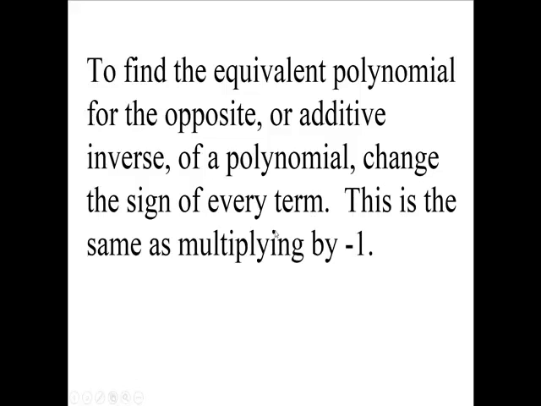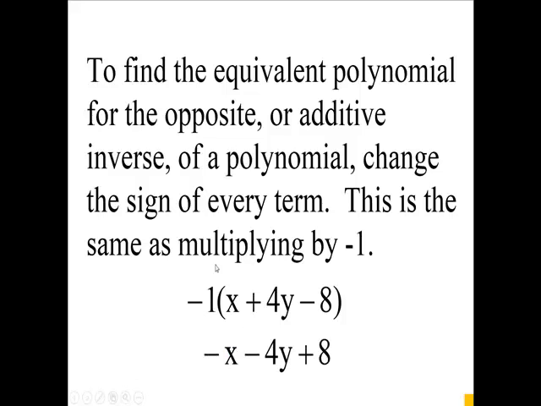You could say, well, multiply by negative 1. If instead of just a negative in front of it, you had negative 1, you have negative 1 times x is negative x, negative 1 times 4y is negative 4y, and negative 1 times negative 8 is a plus 8. We originally didn't have the 1 there, but you could write a 1 there if it makes you feel better.